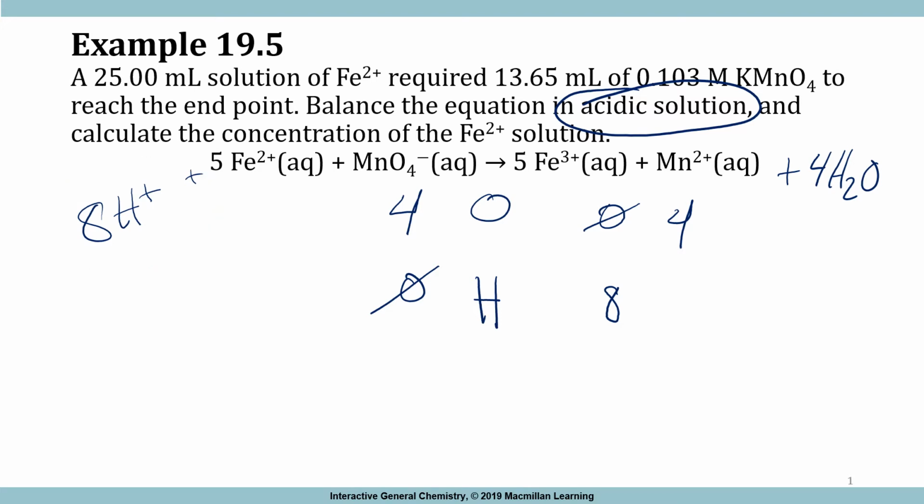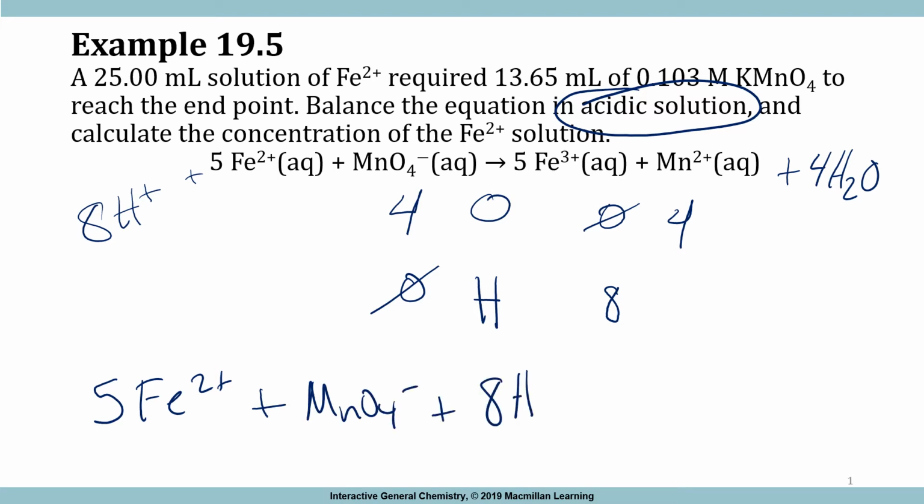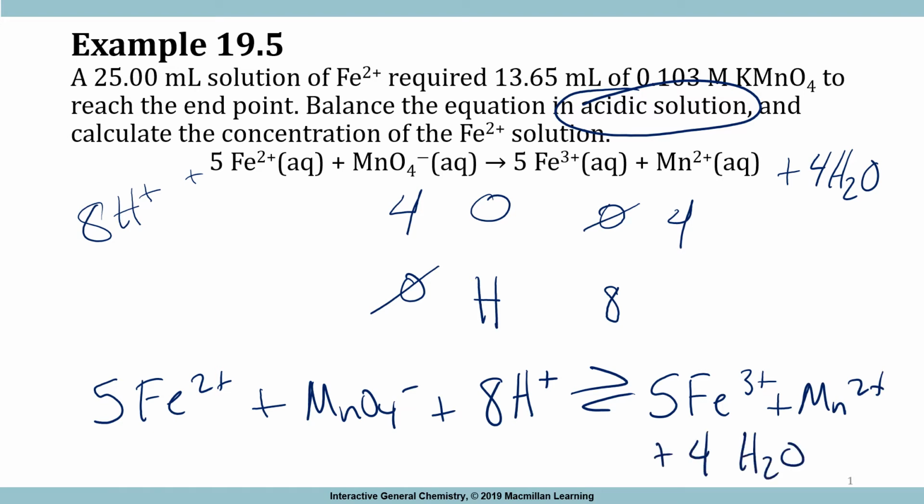So overall, we've balanced it. The overall equation is going to look like this: 5 Fe2+ plus MnO4- plus 8 H+ becomes 5 Fe3+, Mn2+, 4 H2O. And this is when you want to go back and double check and make sure everything's balanced, make sure your atoms are balanced, make sure your charges are balanced. We did that. This is correct.